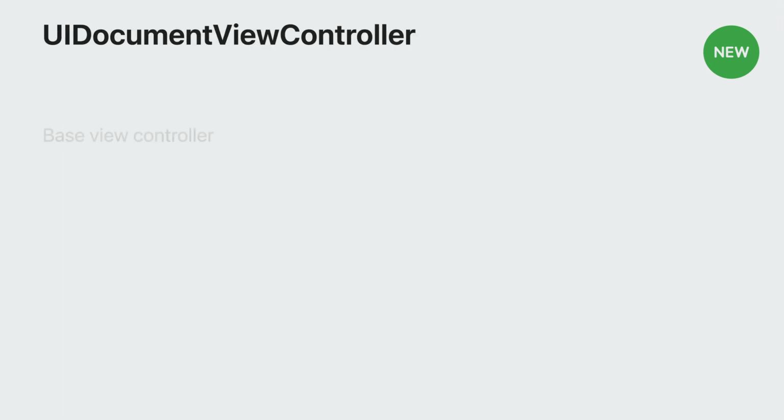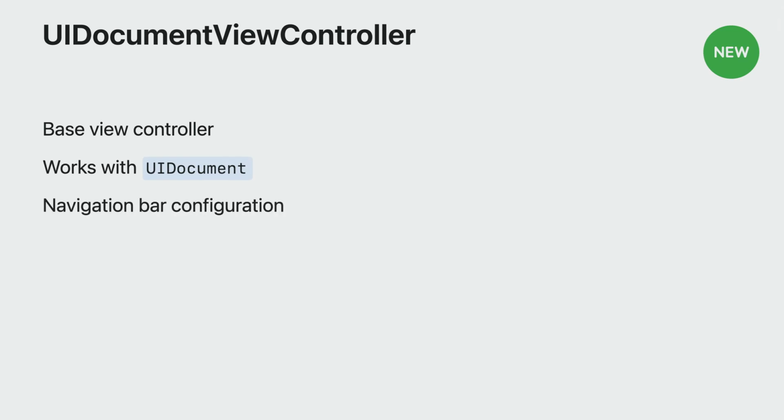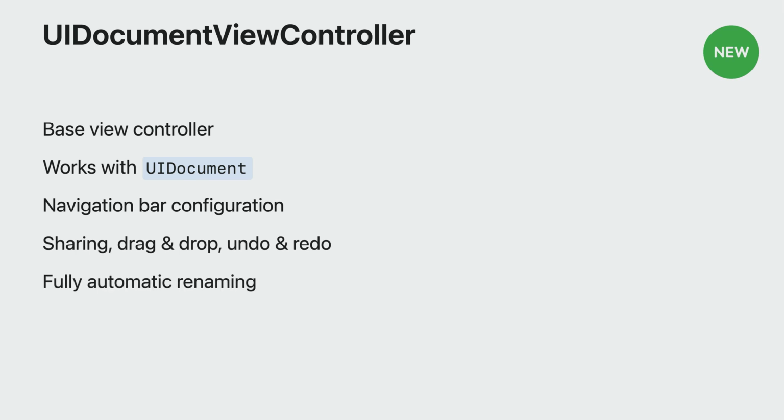In UIKit, the functionality is opt-in. UIDocumentViewController is a new base class for content view controllers. It works together with UIDocument to automatically configure the navigation bar. This enables features like sharing, dragging the document, undo and redo support, and more. It also supports automatic renaming.